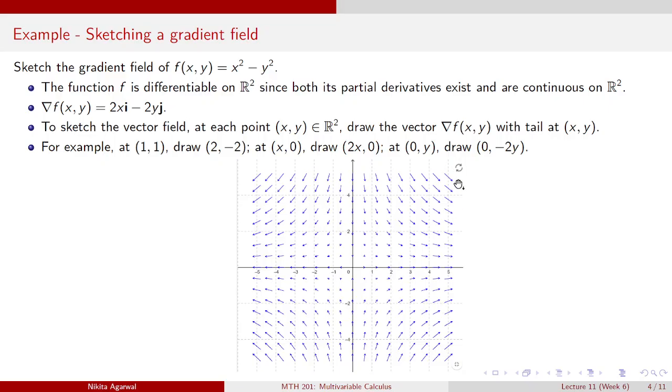So if you look at any point which is in the first quadrant, then x and y are both positive. Therefore, the gradient will have the first component positive and the second component negative. Therefore, it will always point towards the fourth quadrant. And similarly, you can check for the others.